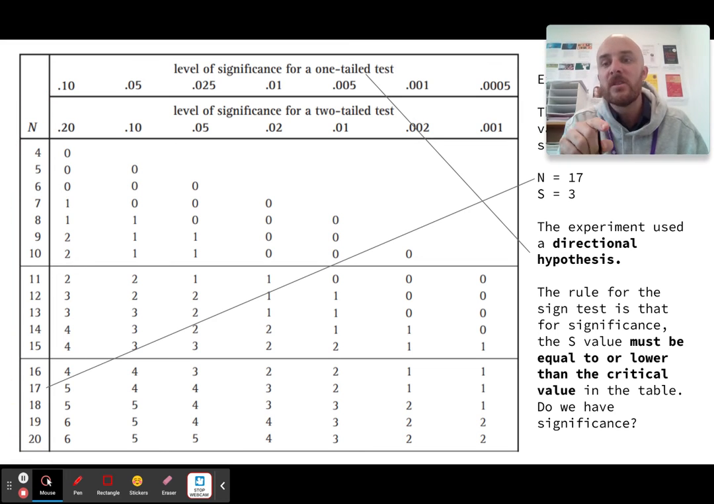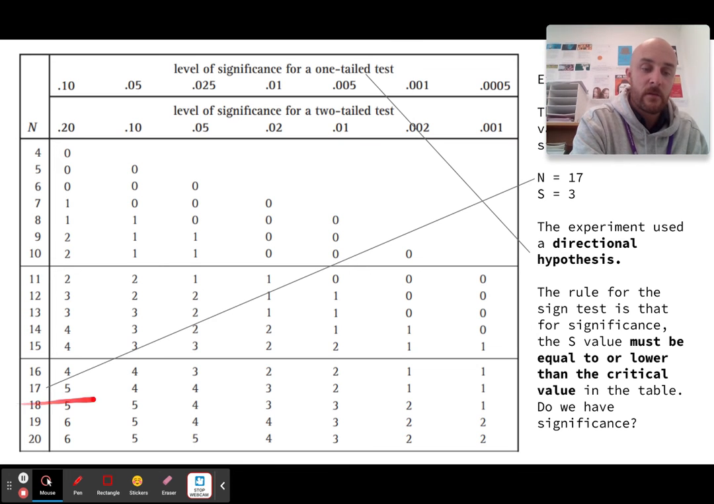Now, one thing you need to know is how many people were in the study. And that takes you down to here, which means we're looking down this line somewhere, right? But we also need to know what line we're looking at here. So one thing you have to work out is whether it's a one-tailed or a two-tailed test, right?